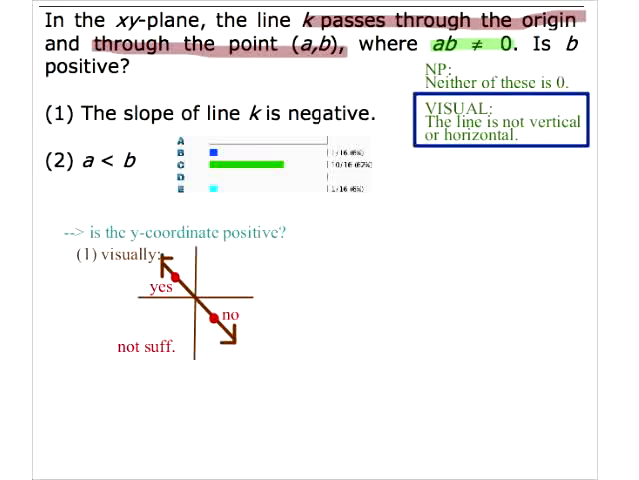Okay, so back to that. That's why this is insufficient, because there's your yes and there's your no. There's your positive and your negative. Okay, statement 2, A is less than B.